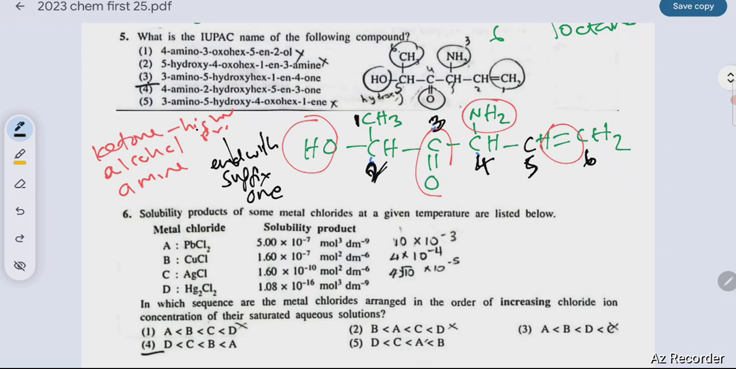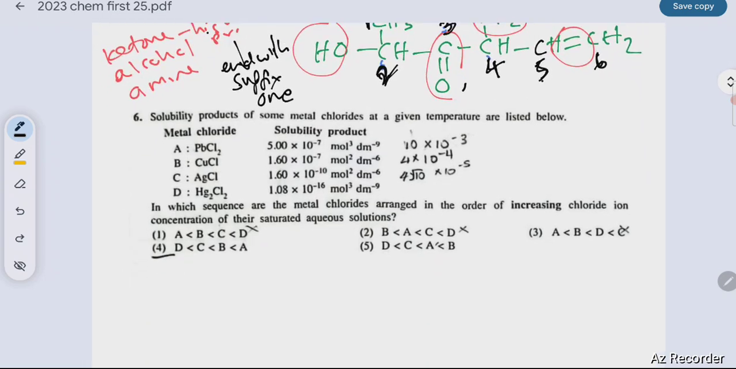4-amino and 2-hydroxy, it is contained only in the fourth answer, right? Other answers we cannot see like that. So 4-amino, 2-hydroxy and hex, 1, 2, 3, 4, 5, 6, 6 carbons are there, hex. Then 5N and 3 on, right? So that is correct. So the answer is 4 for the fifth question.